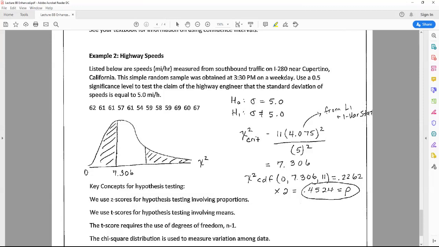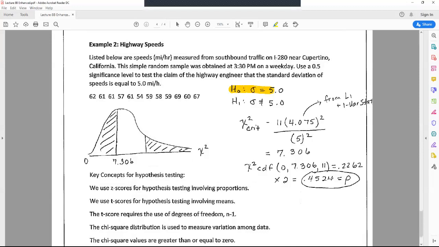So the highway engineer claims that the standard deviation in speeds is 5 miles per hour. So that's what the null would claim, right? Because the null takes the equal sign. It doesn't say that we're testing a claim that it's more or less, so it can't be a right tail or a left tail. So we're going to go with different than 5. Different than 5 means that we have a two-tailed test.